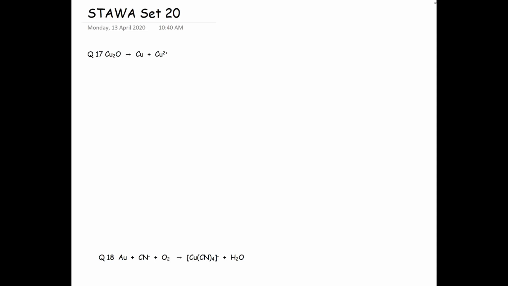Okay, the first question that we've got here from STAWA Set 20 that's causing a problem is this one here. Now what you can see here is that you've actually got what's called a disproportionation equation. This goes from +1 to 0 and +2. So you can see that the copper is both the oxidizing and reducing agent. So you need to now go copper(I) oxide will go to copper, and copper(I) oxide will go to copper 2 plus.